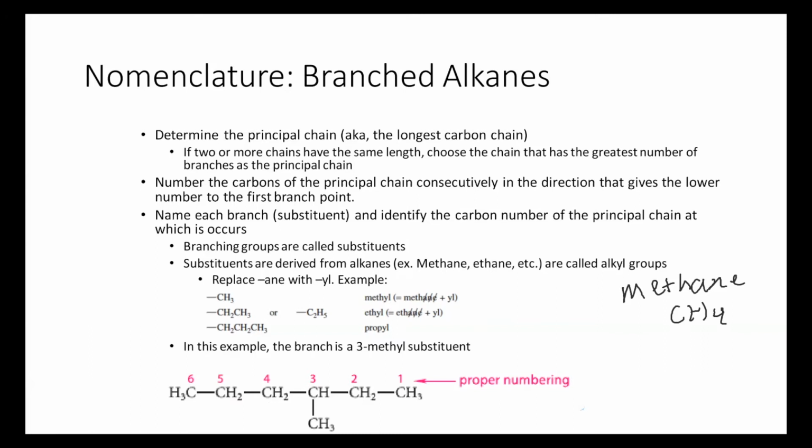So methane with CH4. This substituent right here looks similar to CH4, but not exactly. This substituent is derived from the alkane methane, but it's not methane. So these substituents that are derived from alkanes are called alkyl groups. And the way we figure out the name for alkyl groups is, since it's similar to methane, we're just going to replace the ane of alkane with yl, Y-L. And if my handwriting is too ugly, it's right there, yl.